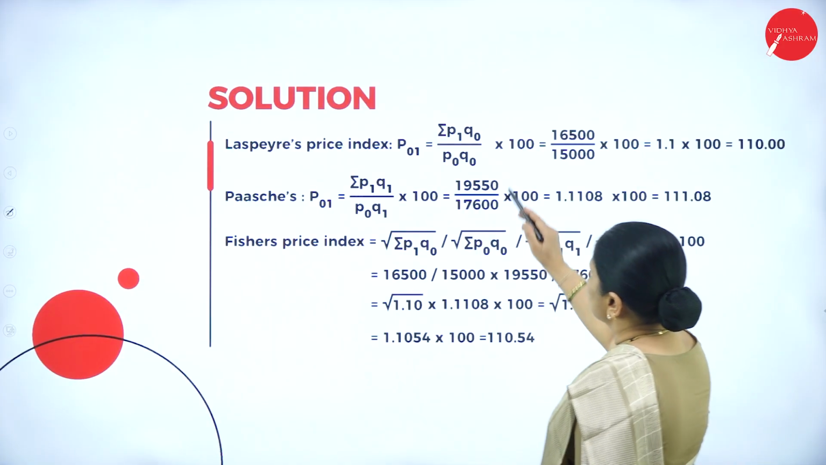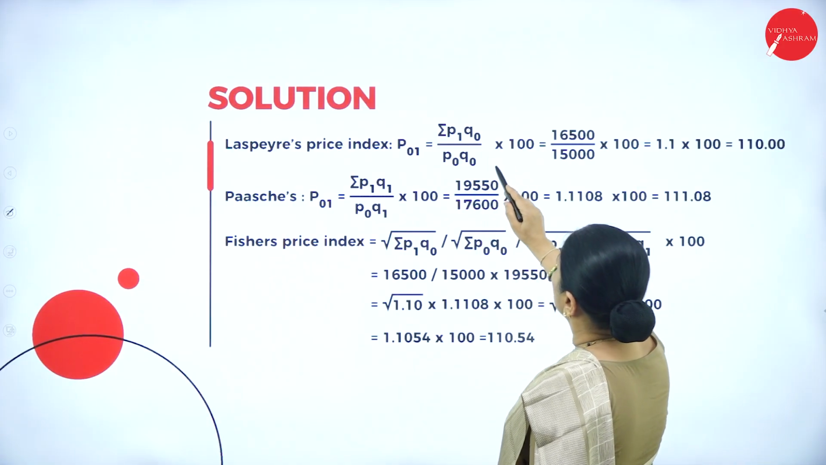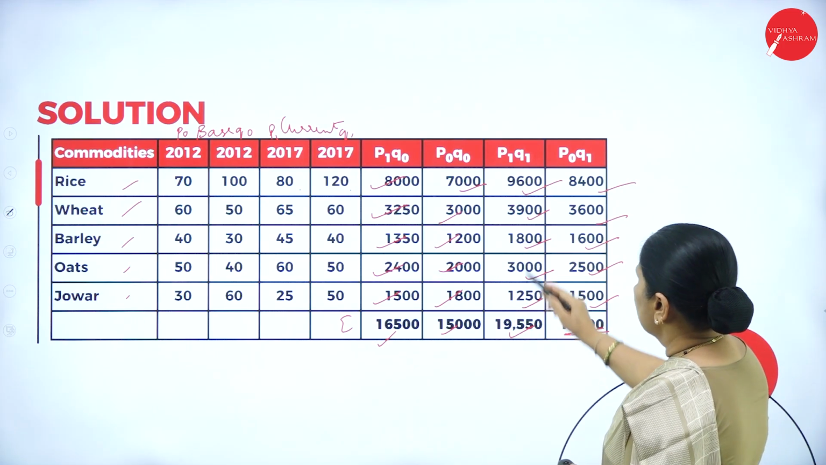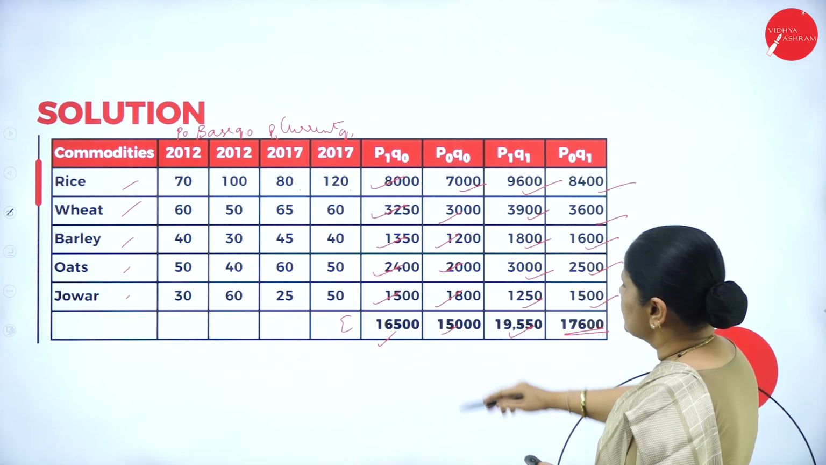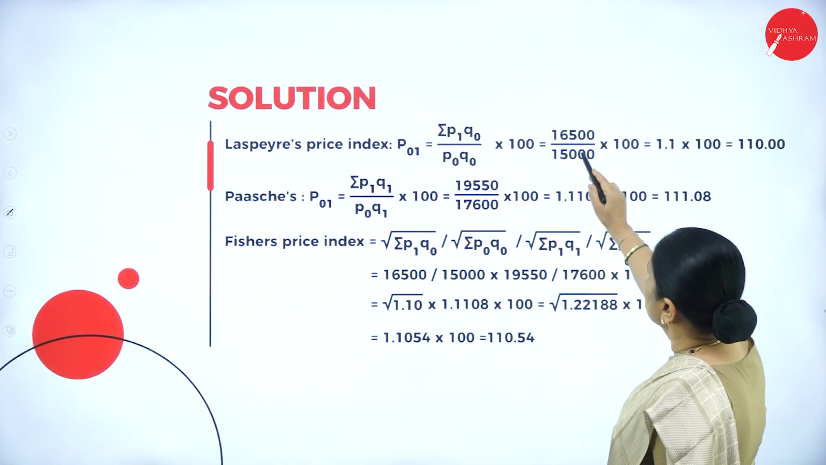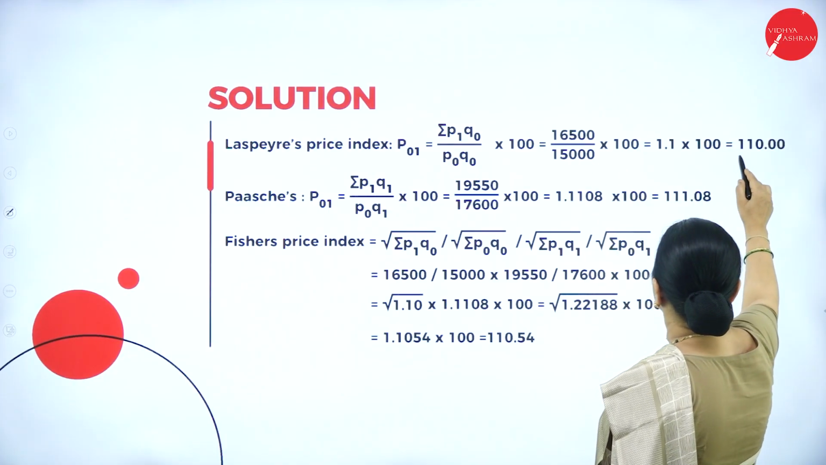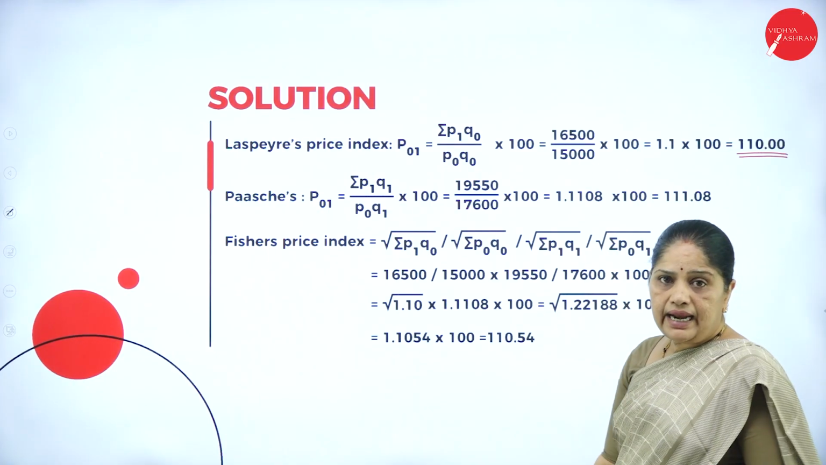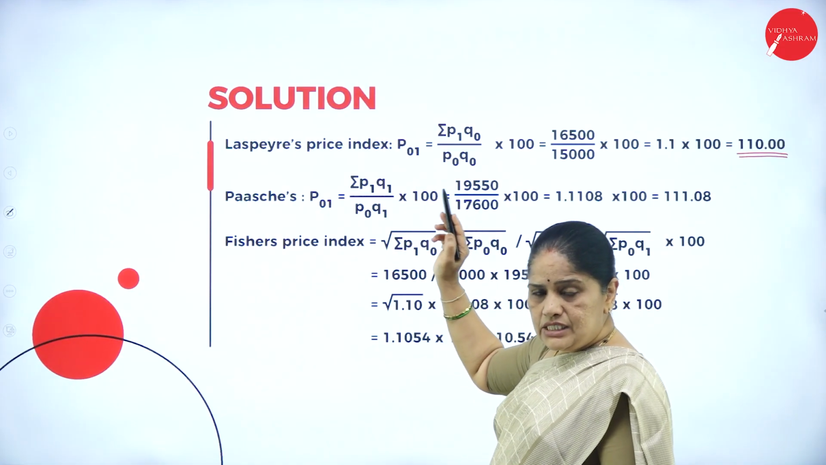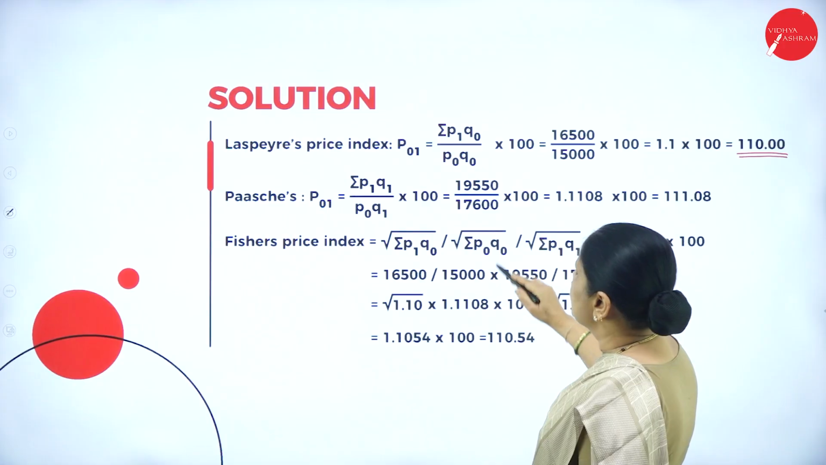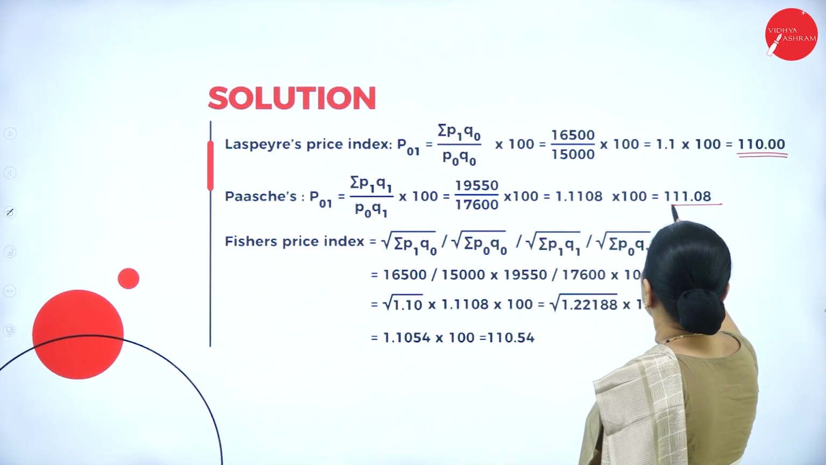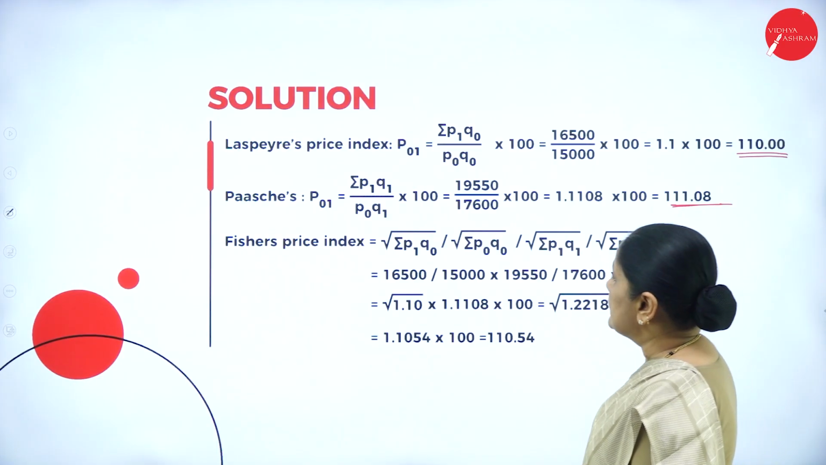So Laspeyres' price index will be summation P1Q0 by summation P0Q0 into 100. So when we see here, summation P1Q0 is 16,500, P0Q0 is 15,000. So 16,500 by 15,000 into 100. So it comes up to 110. For Paasche, the current year's quantity will be considered as the base. So 19,550 by 17,600, it comes up to 111.08.